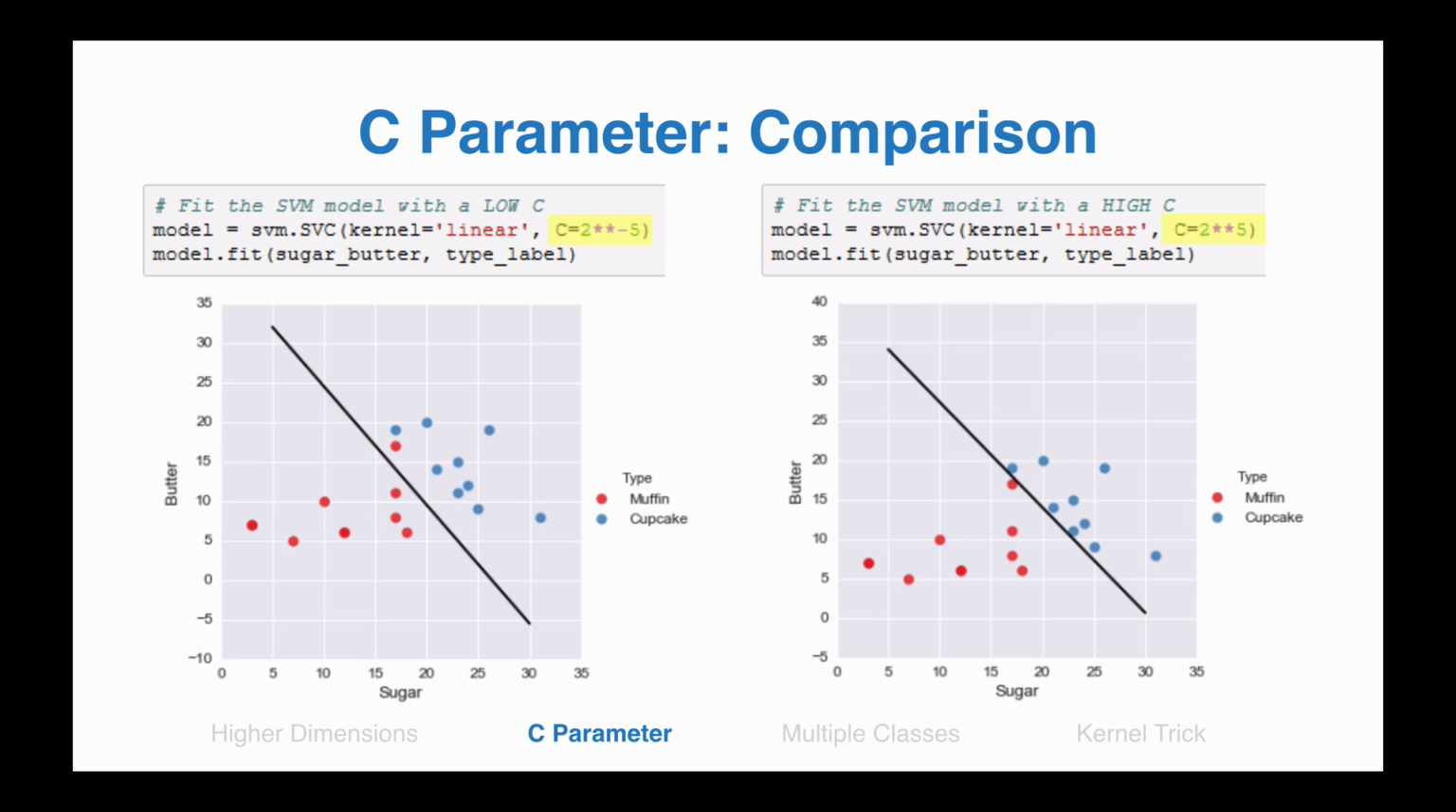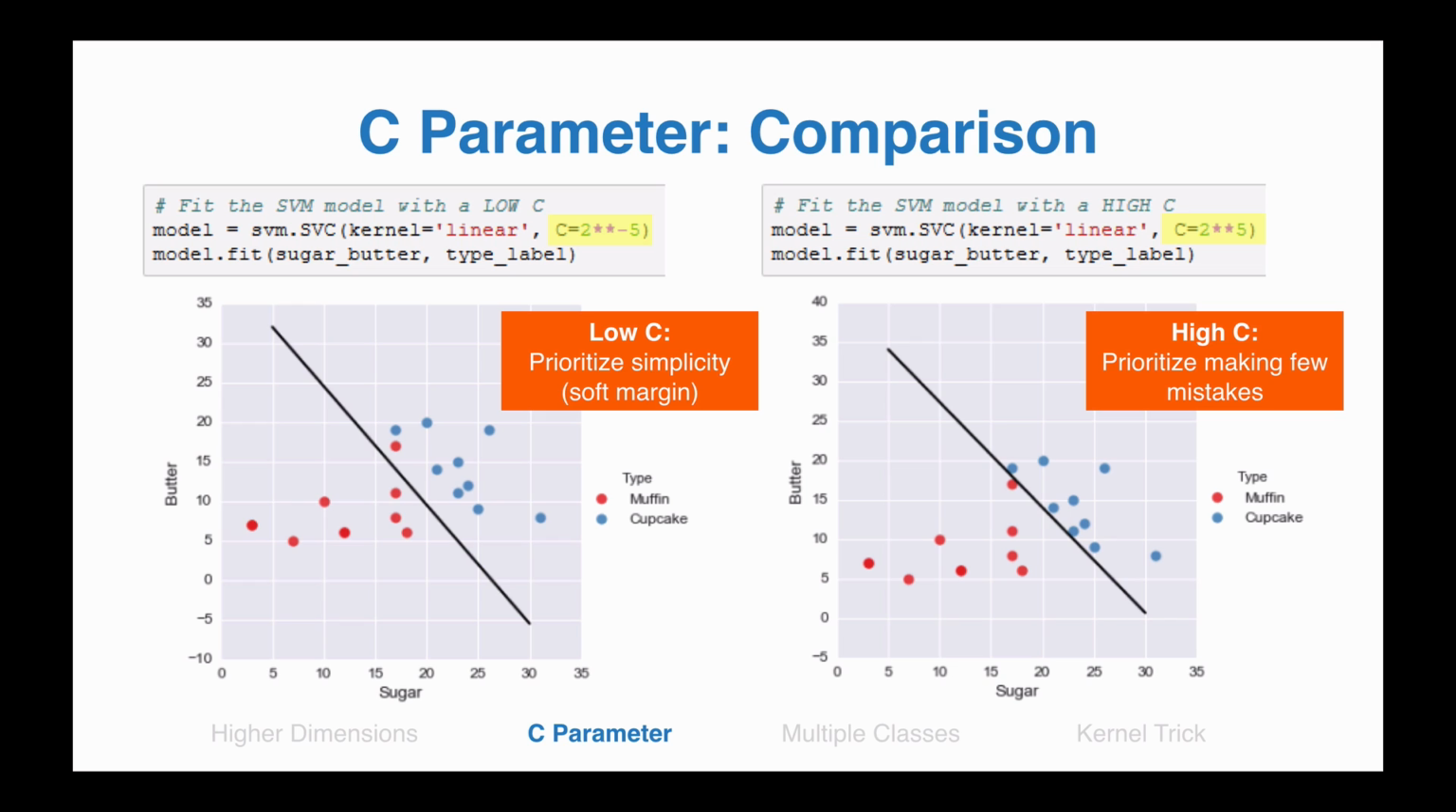On the left, the model just allows that point to be misclassified, and on the right, there's no misclassification. On the left, with a low C parameter, we are prioritizing simplicity. This line is also called a line with a soft margin because we're allowing that misclassification. On the right, we're prioritizing making as few mistakes as possible.